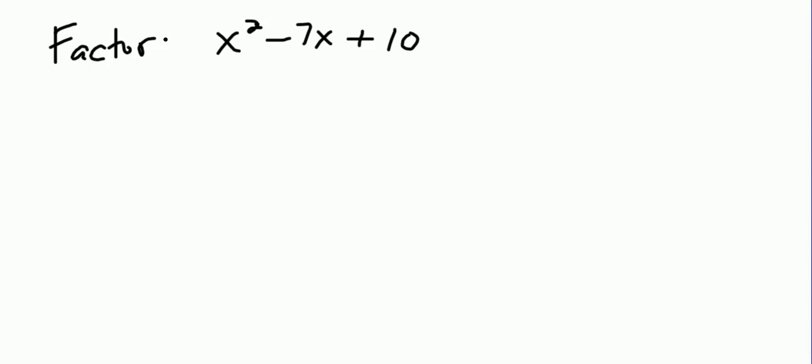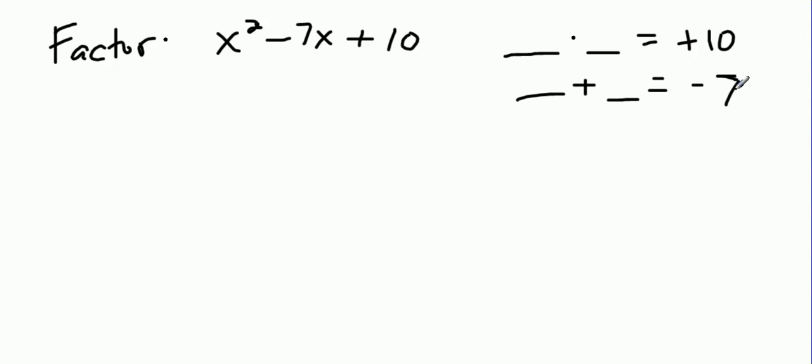This is a trinomial. It's got 1, 2, 3 terms, and there is no greatest common factor, which is the thing we always look for first. It's not a difference of squares because it's a trinomial, not a binomial. So we're going to have to go back to that process where we look for two numbers that multiply, in this case, to positive 10, and those same two numbers need to add or subtract to negative 7. It just depends on the signs.